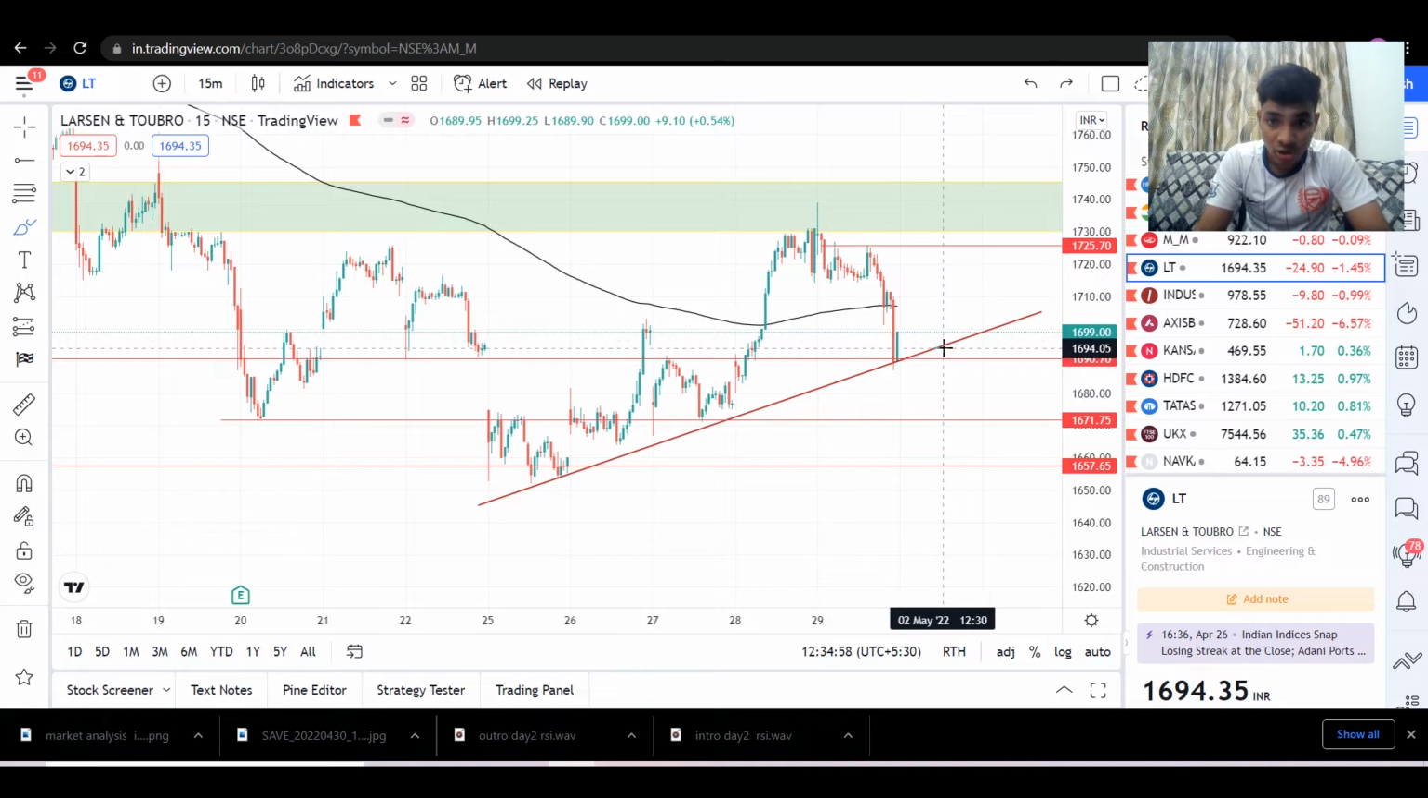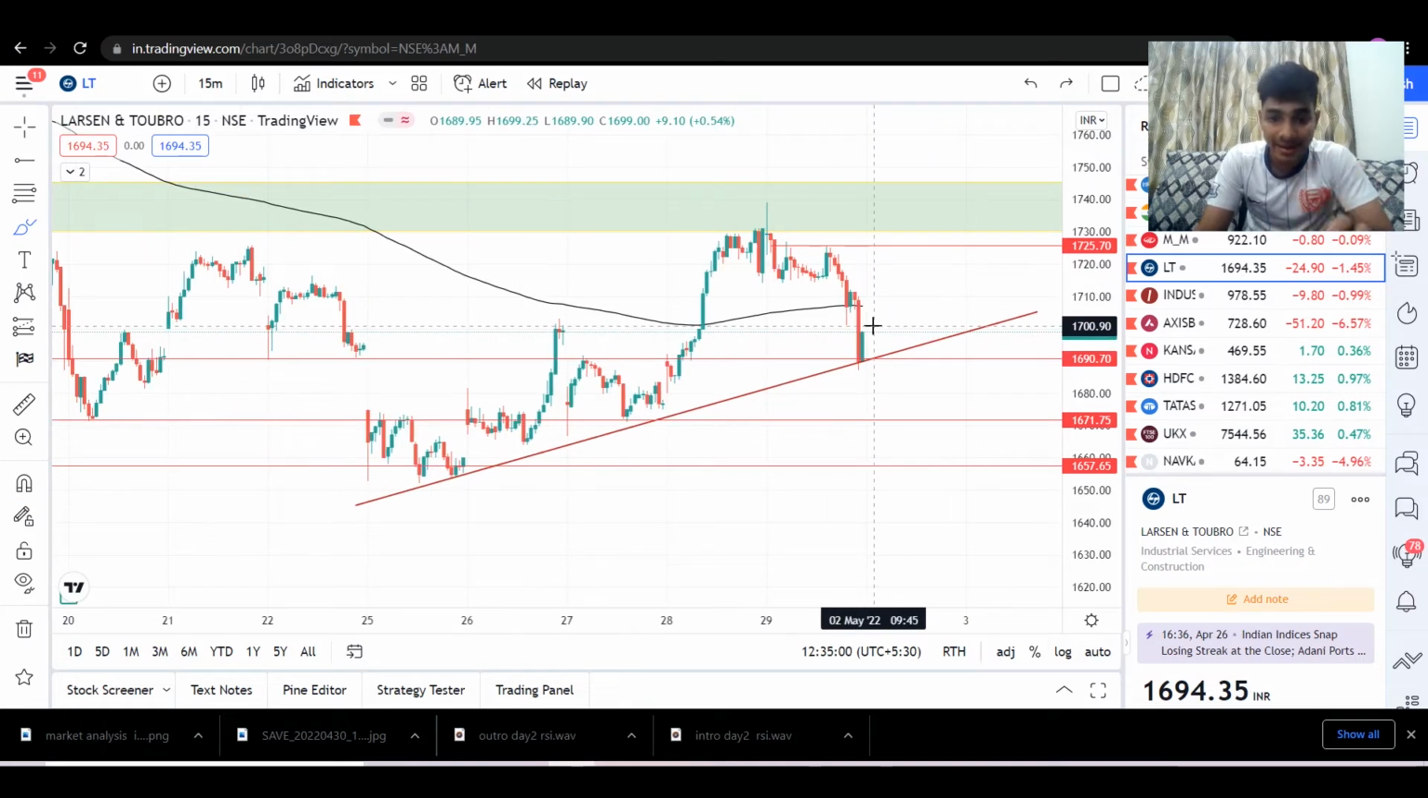So what to do next? Tomorrow, if at all L&T gives a closing below the previous day's low, that is 1689, you can immediately go for a short, and you can achieve the targets of 1671 and 1657. So this is on the lower side, and on the upper side, if it takes the trend line support over here, you can again go for a long position with a small stop loss below this day's low and a target of 1725. So, simple analysis in L&T, but I would say go with the short side rather than the long.